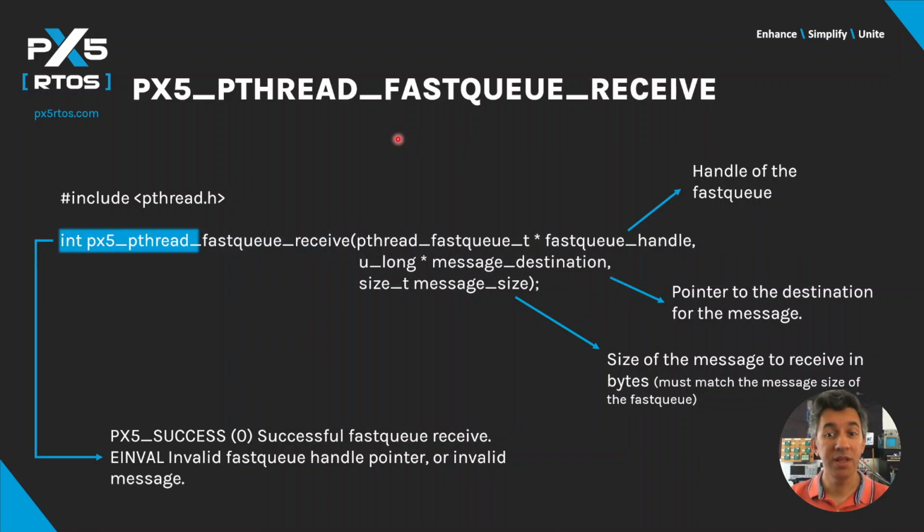Then, to get messages from the FastQ, we use the FastQ receive API, passing the handle of the FastQ, a pointer to the destination for the message, and the size of the message to receive in bytes. Checking the size here is more of an extra precaution or a sanity check, as this can prevent many problems later. And then we check the return for errors.